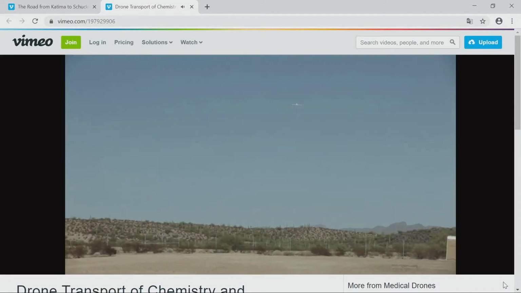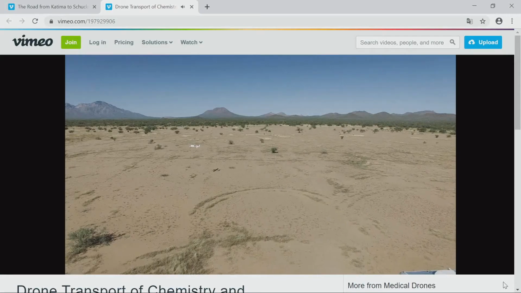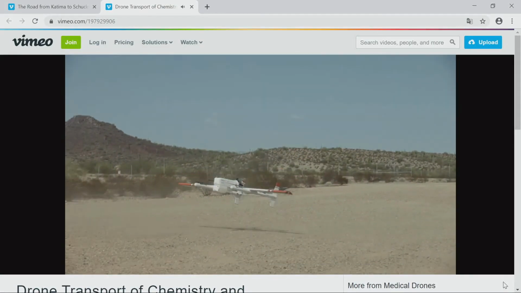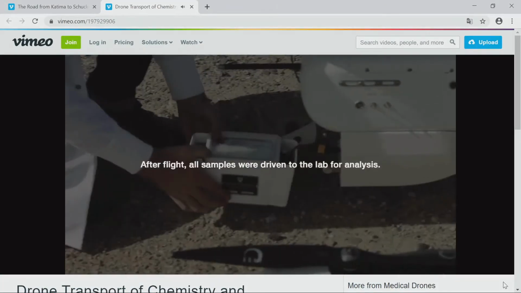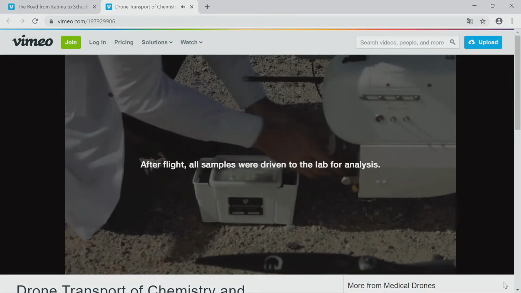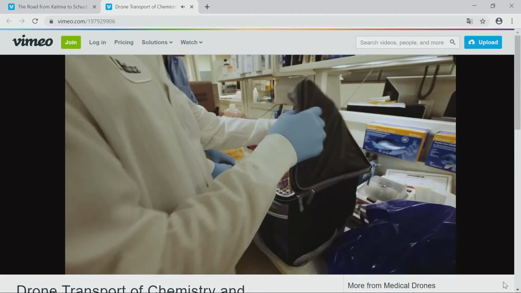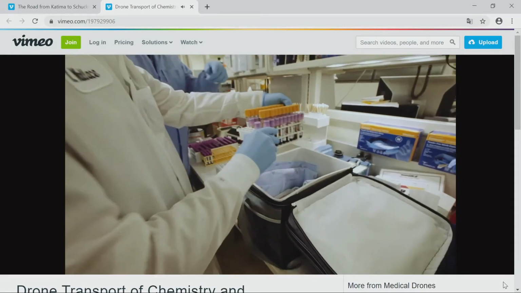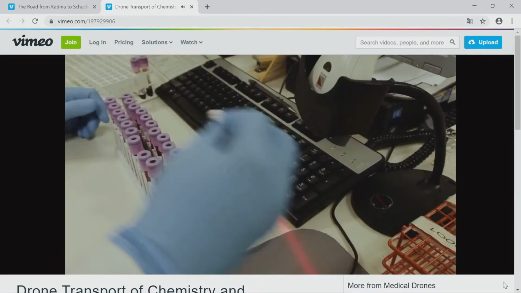So this is 260 kilometers. And the box that we put on there is a temperature control box because we couldn't buy anything off the shelf that would run using the drone's power and also keep the samples cool. So after the flights, we brought the samples back to the lab and measured them.